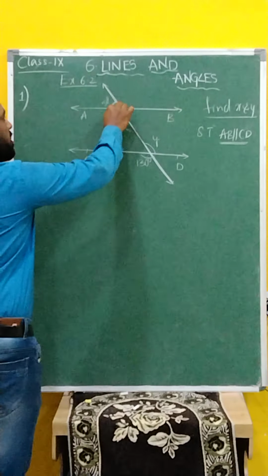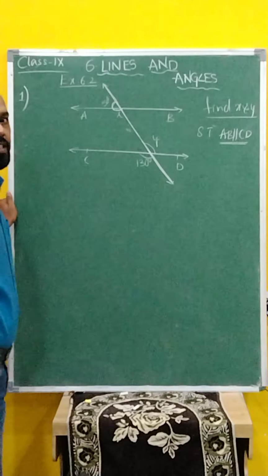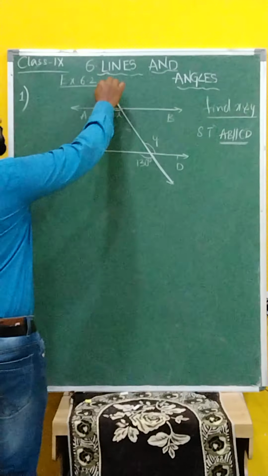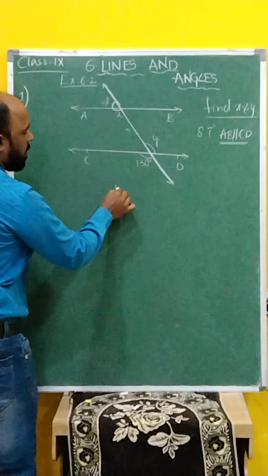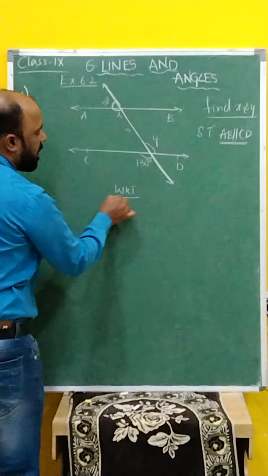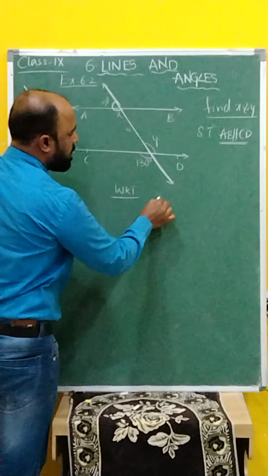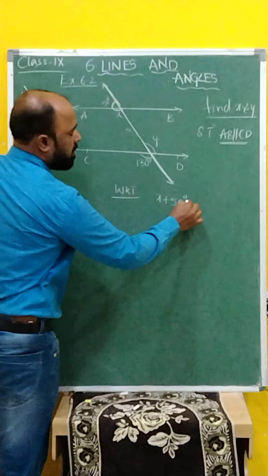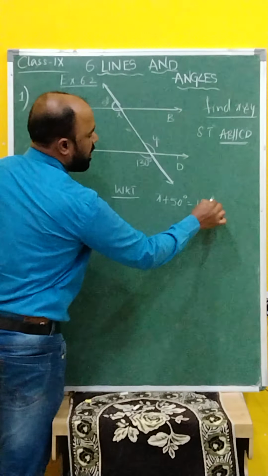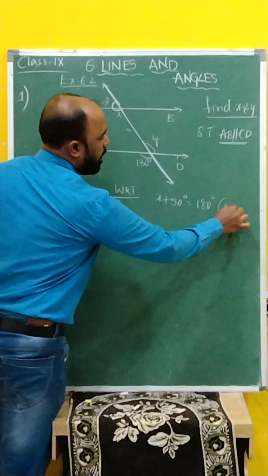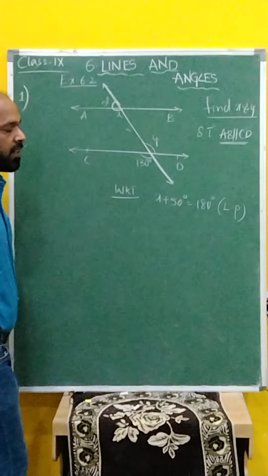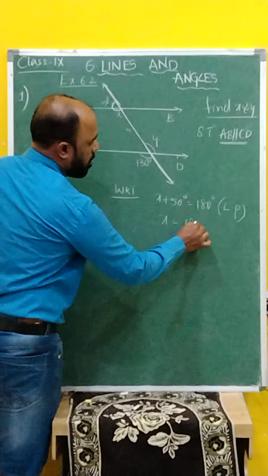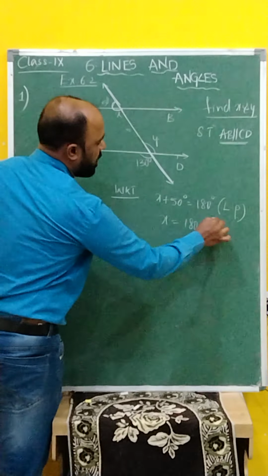And sum of these two is what? It is 180. Why? It is a linear pair. Observe first one. We know that, I am writing, x plus 50 is equal to 180 degrees. What is the reason here? Linear pair. Clear children? Now, transposing 50, x is equal to 180 minus 50 degrees.